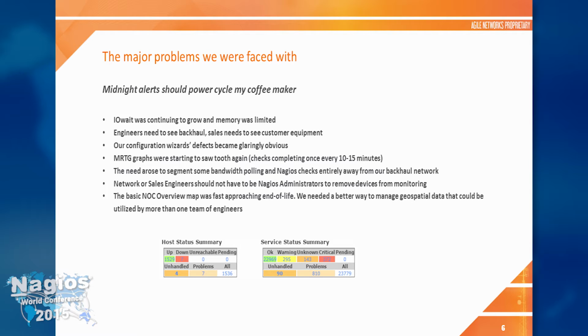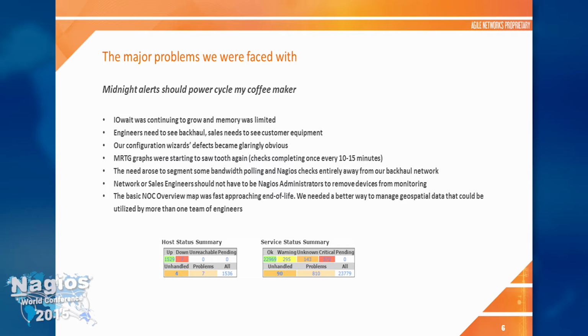So the major problems that we were faced with, I/O wait was continuing to grow and memory was limited. Engineers needed to see backhaul, sales needed to see customer equipment. We had the department separation. You know, some people needed insight into some equipment and some other people needed insight into other equipment. We had some defects with the configuration wizards. I'll get to that in a minute. MRTG graphs were starting to sawtooth again. I mean, it kept happening.